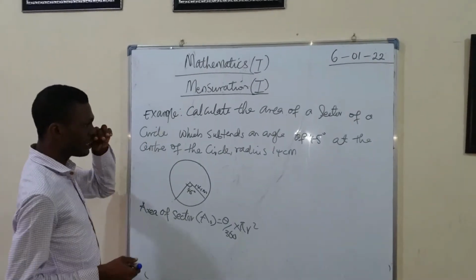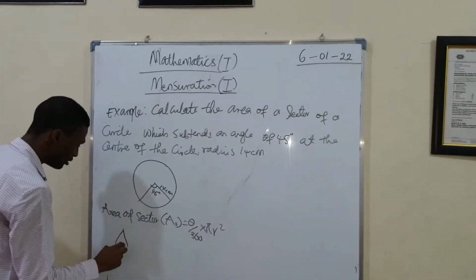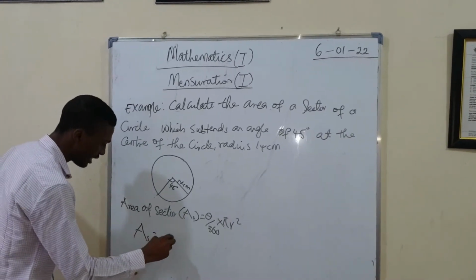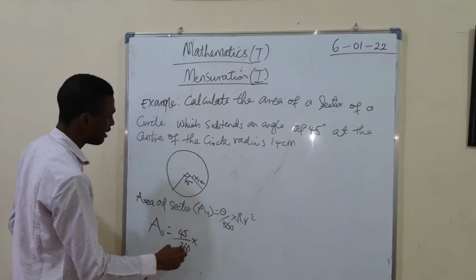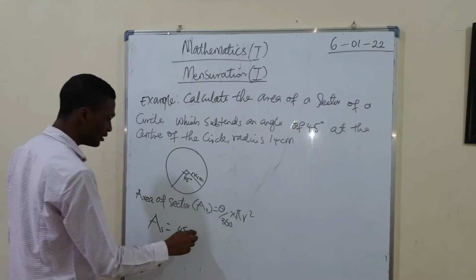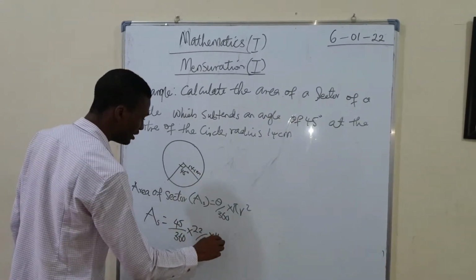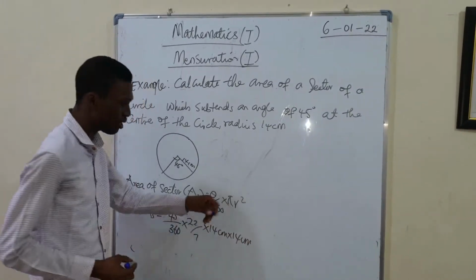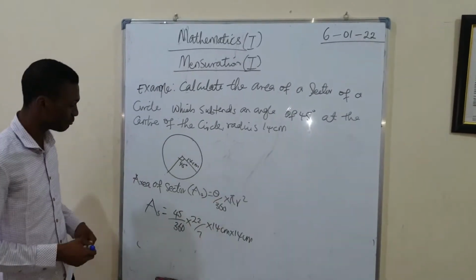Now, looking at this question, our angle theta is given as 45 degrees. This is the symbol for area of sector. Area of sector equals 45 degrees all over 360 times pi. Our pi is 22 over 7, times our radius, which is 14 cm, times 14 cm. R squared means R times R. So we say 14 cm times 14 cm.